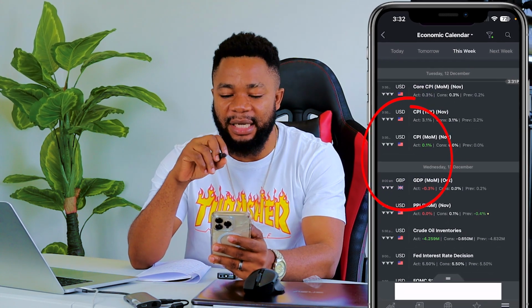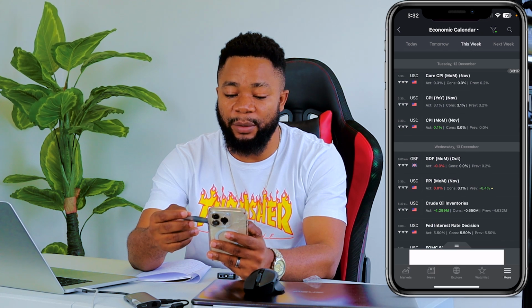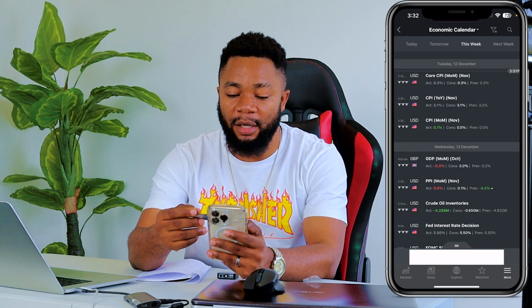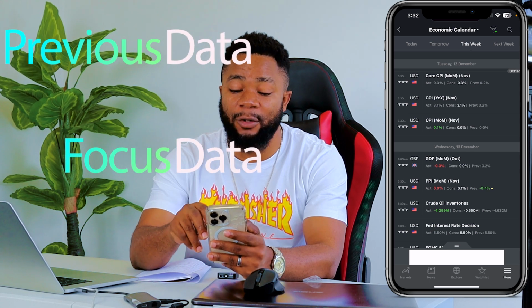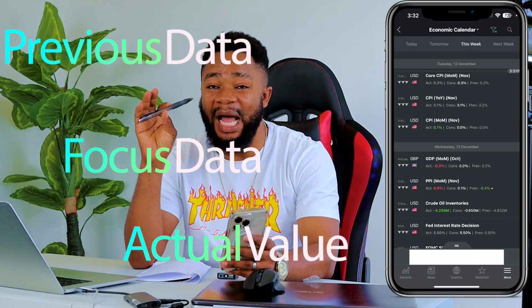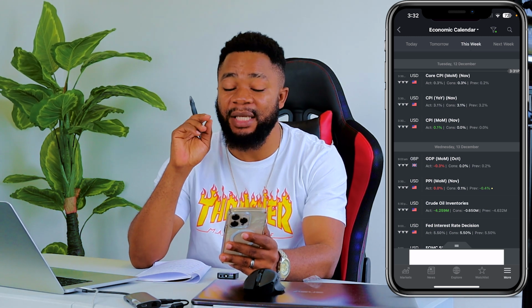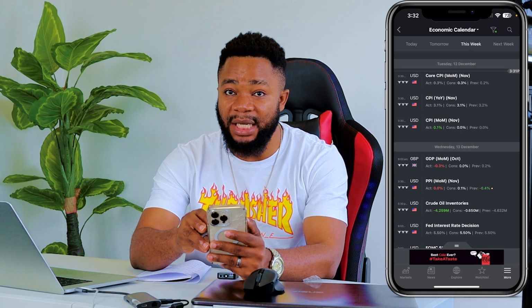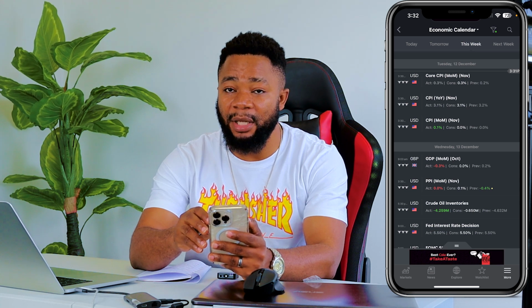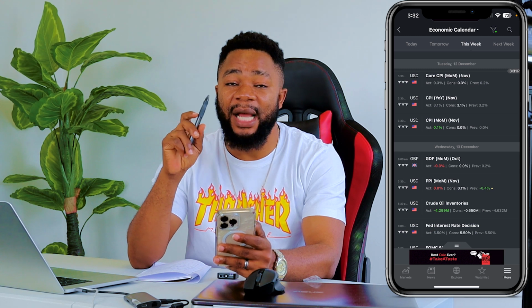And before the news is released, there are three things you need to be paying attention to. You need to pay attention to the previous data, the forecast data, and what you'll be watching will be the actual value. The actual value will only be displayed the moment the news is released. And if that actual value comes out and is bigger or more than the forecasted value, then you expect the United States dollar to appreciate.